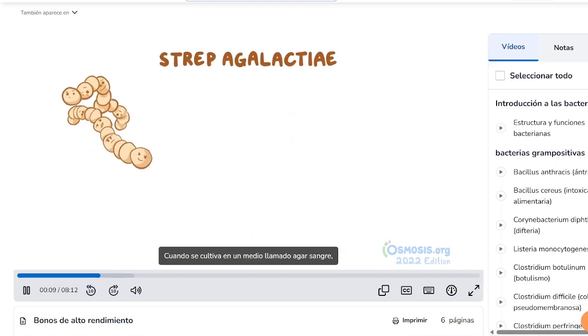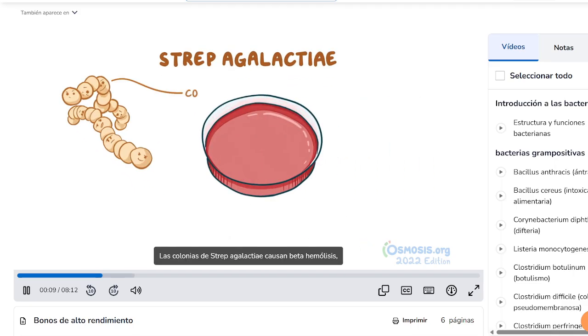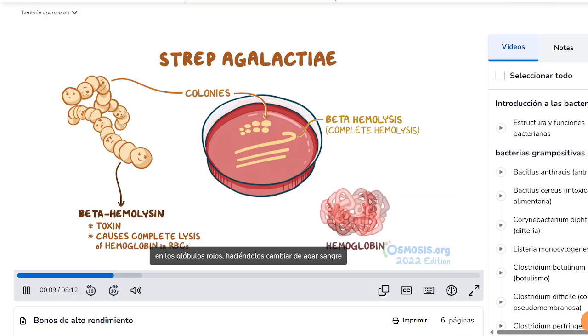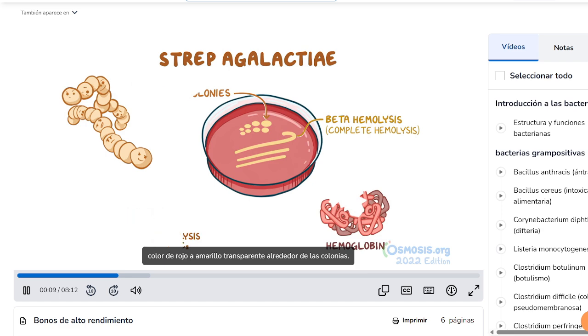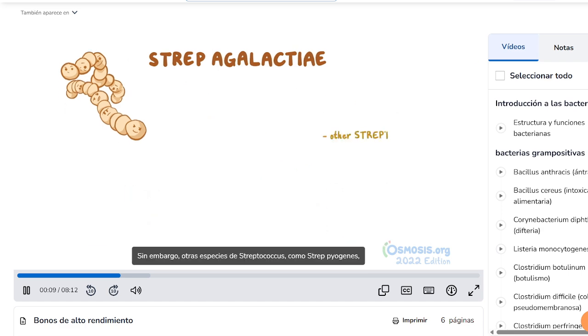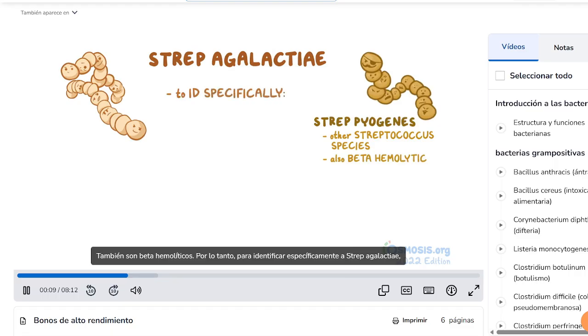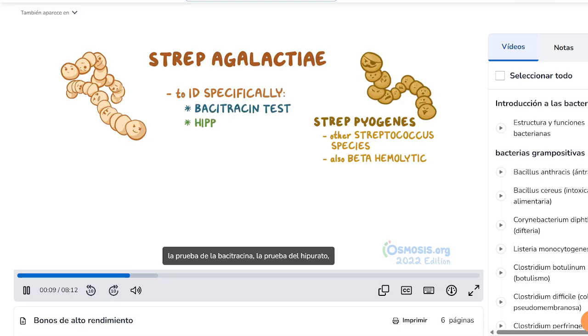When cultivated on a medium called blood agar, Strep agalactiae colonies cause beta hemolysis, also called complete hemolysis. That's because Strep agalactiae makes a toxin called beta hemolysin that causes complete lysis of the hemoglobin in the red blood cells, making the blood agar change color from red to transparent yellow around the colonies. However, other Streptococcus species, like Strep pyogenes, are also beta hemolytic. So to identify Strep agalactiae specifically, the bacitracin test, the hippurate test, or the CAMP test can be done.